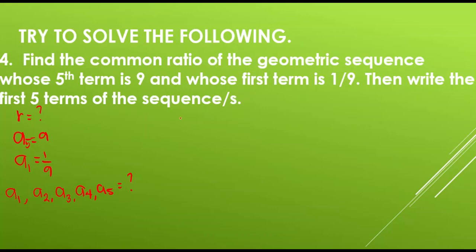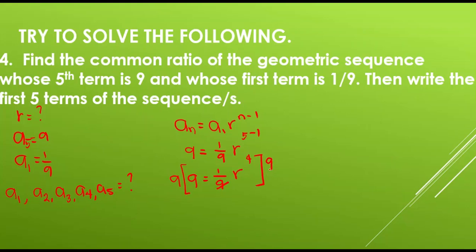Okay, so since it's a geometric sequence, we will use the general formula for a geometric sequence. So a sub n will be a sub 5, which is 9. 1/9 is the a sub 1. R is unknown, and then 5 minus 1 because we use the fifth term and the first term. So 9 is equal to, you simplify the exponent, that's 4. Then divide both sides by 1/9, or since this one is a fraction, you can multiply both sides by 9.